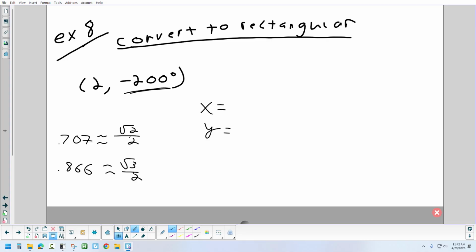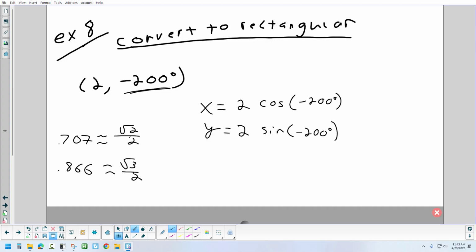R cosine theta. And now what if you fill in our numbers to what you just said? 2 cosine theta. Oh, wait, negative, I mean, 200, because that's what they gave. And the formula for y? Yep. This is going to be 2 sine negative 200 degrees.